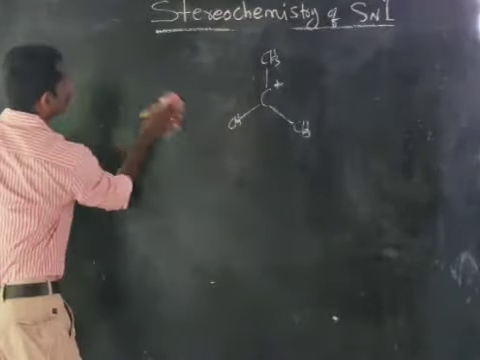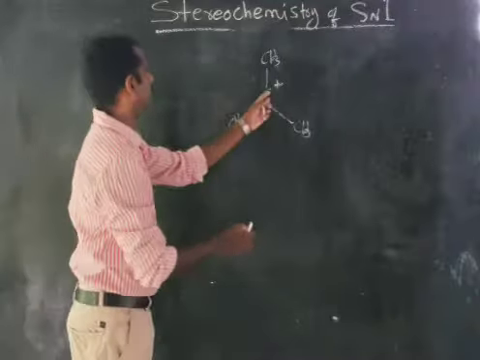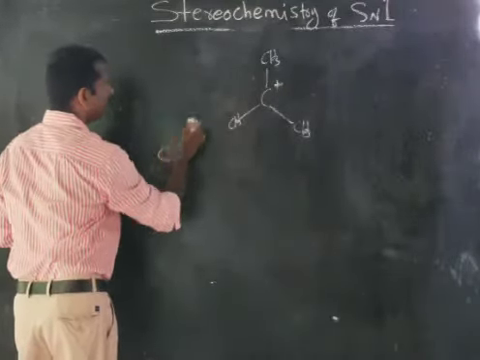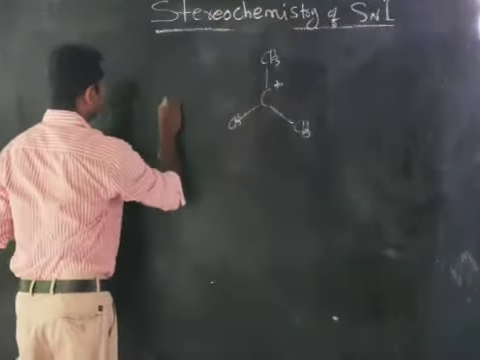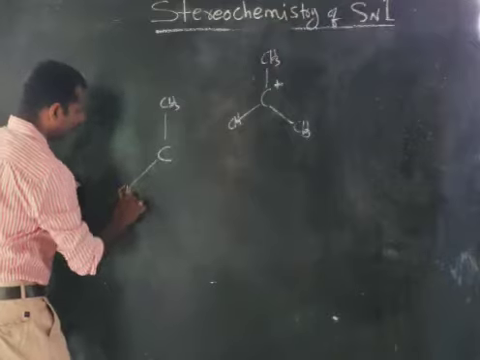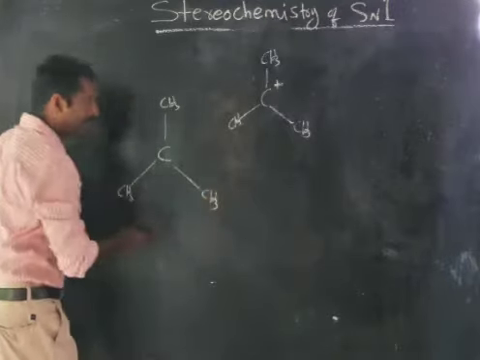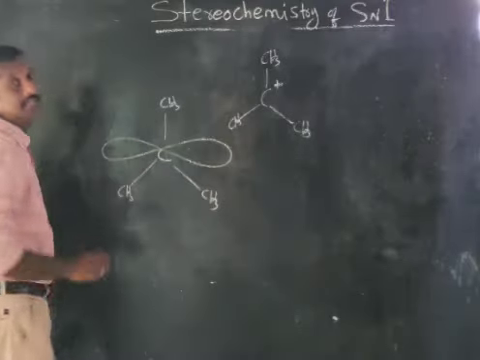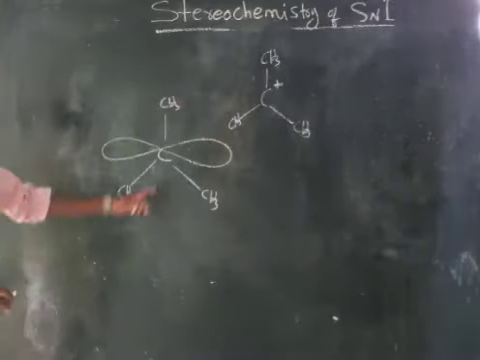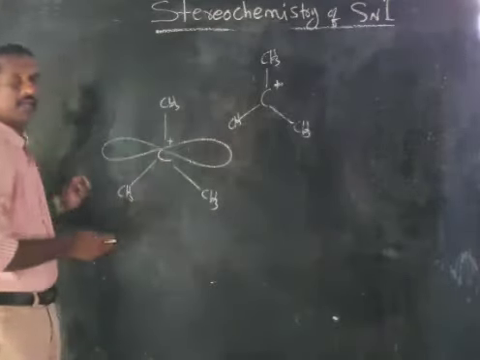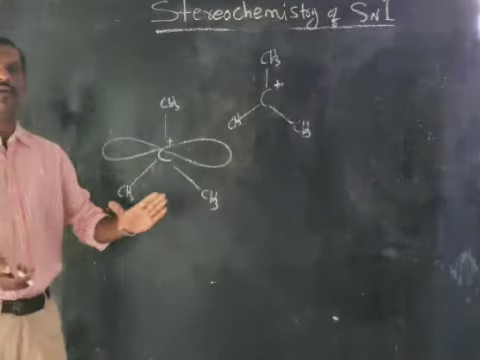Now I can draw the structure of this carbocation based on this explanation. This is how you draw the carbocation: C with 3 hybridized orbitals. With these 3 sp2 hybridized orbitals it forms bonds to CH3. Now there is the unhybridized p orbital, the vacant p orbital. This is the structure of the carbocation.